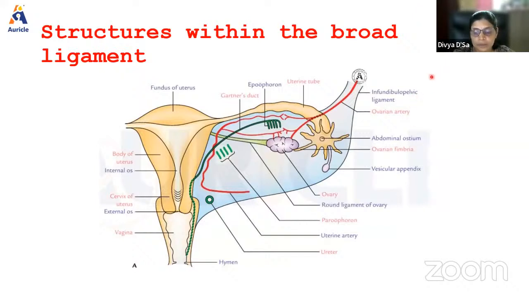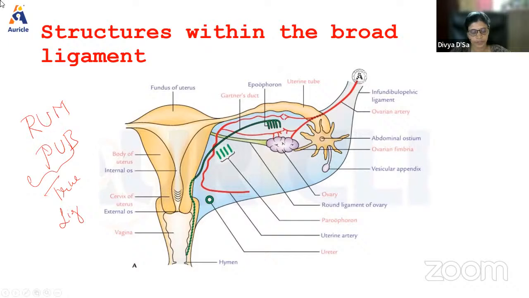You can remember them with a mnemonic to remember the names. These are all the true ligaments of the uterus. R is for round ligament of the uterus. U is for uterosacral ligaments. M is for Mackenrodt's ligaments or transverse ligament. And pub is pubocervical ligament. So round ligament, uterosacral ligament, Mackenrodt's ligament, and pubocervical ligament form the true ligaments.